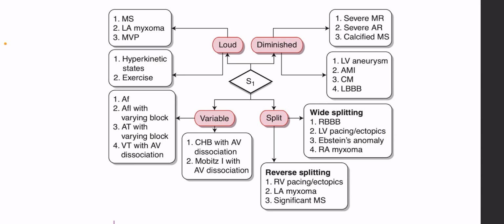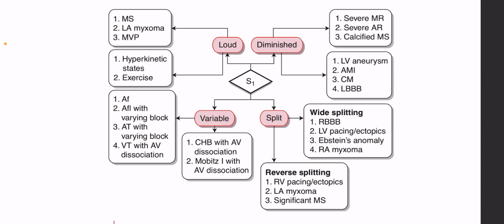Diminished first heart sound occurs in severe MR, severe AR, calcified MS, LV aneurysm, acute myocardial infarction, cardiomyopathy, and left bundle branch block. Variable first heart sound occurs in atrial fibrillation, atrial flutter with varying block, atrial tachycardia with varying block, ventricular tachycardia with AV dissociation, complete heart block with AV dissociation, and Mobitz type 1 with AV dissociation.